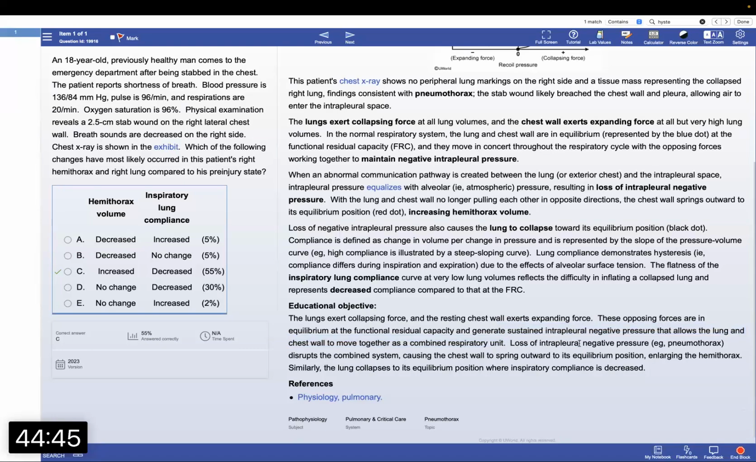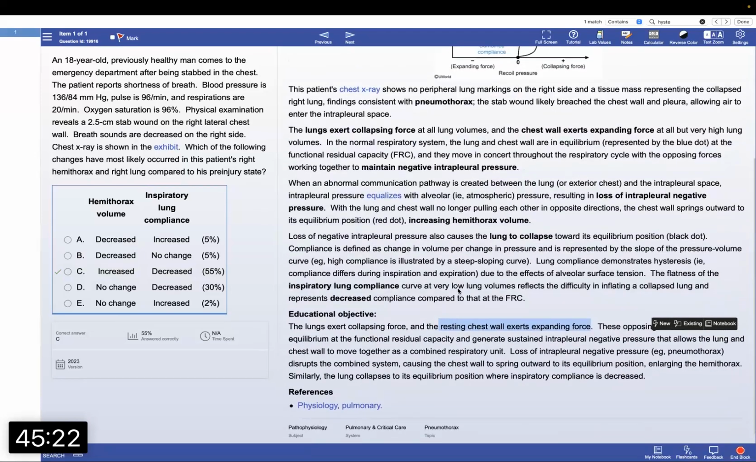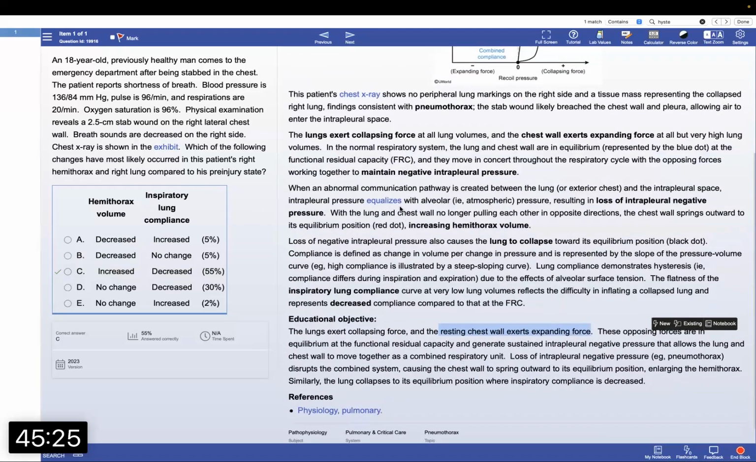The loss of negative intrapleural pressure, as in a pneumothorax, disrupts the combined system, causing the chest wall to spring outward to its equilibrium position, enlarging the hemithorax. So that's why the hemithorax volume went up. Similarly, the lung is collapsing to its equilibrium position where the inspiratory compliance is decreased. It's collapsed, so compliance went down. At rest, the chest wall is always expanding. Here we've lost the equilibrium balance because of the stab.